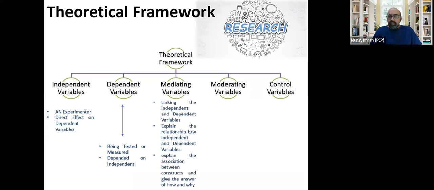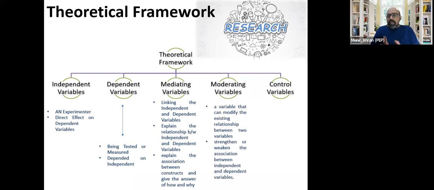The mediating variable links the independent and dependent variables and explains the relationship between them. It enhances the relationship between the two variables. Moderating is supporting, strengthening, or maybe weakening those variables. Controlling is constant and of limited scope. It becomes a silent partner, sort of, right?